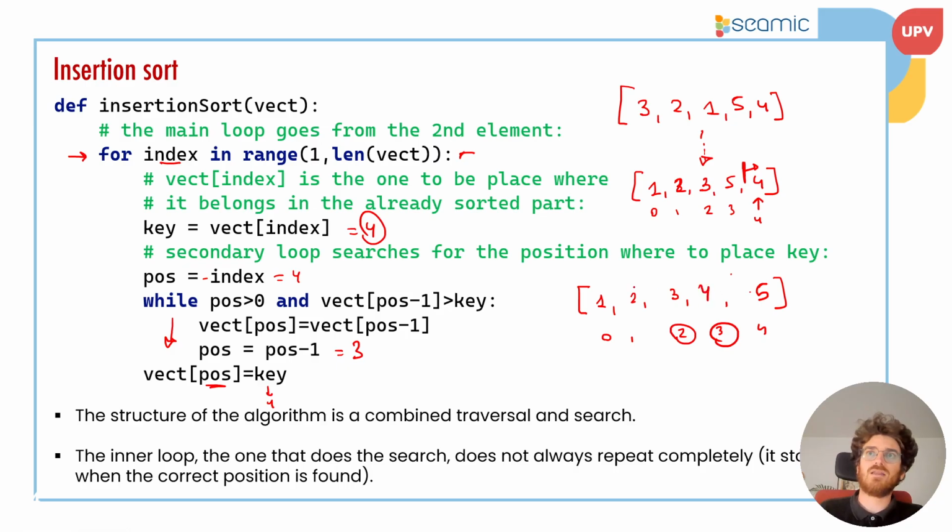So we are combining both a traversal and a search. We have this, which is a traversal loop, because it always goes all the way to the end. And this is a search looking for the correct position to place an element. Because this is a search, this doesn't always go through the entire list, and thus the complexity of this method may not be as straightforward as you think.